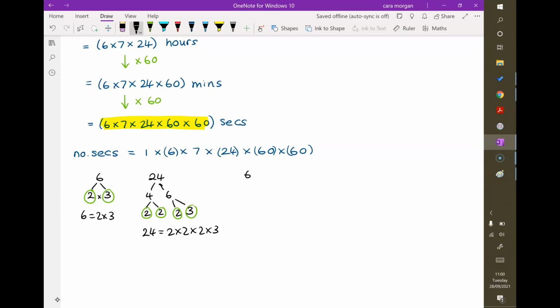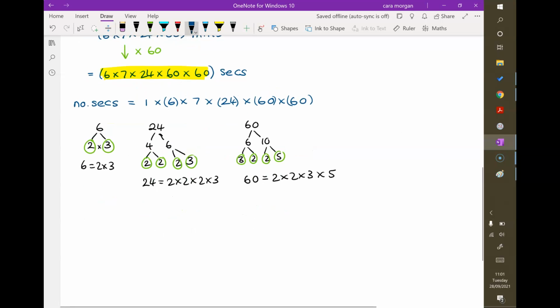And then the last one I've got to get is 60. 60 is 6 times 10. 6 is 3 times 2. 10 is 2 times 5. And as long as I'm breaking them down as their prime factors at the end of each branch, it really doesn't matter the order that you do it. 2 times 2 times 3 times 5. Okay, so I'm now in a position where I can convert the number of seconds to the prime factorizations.